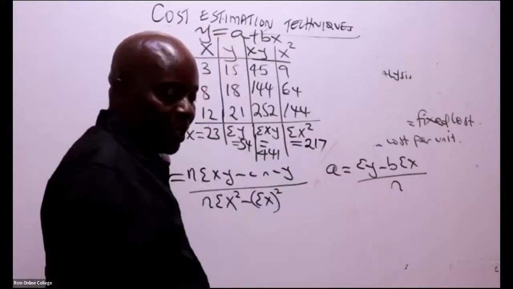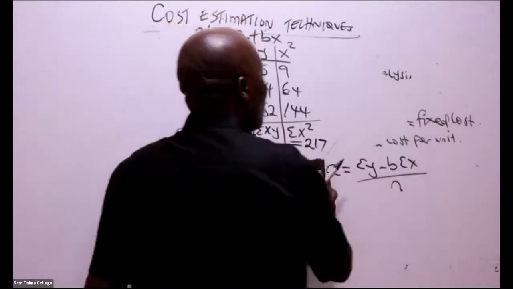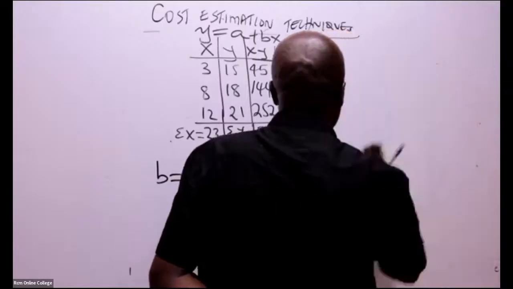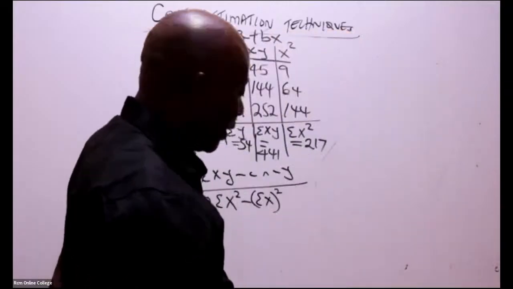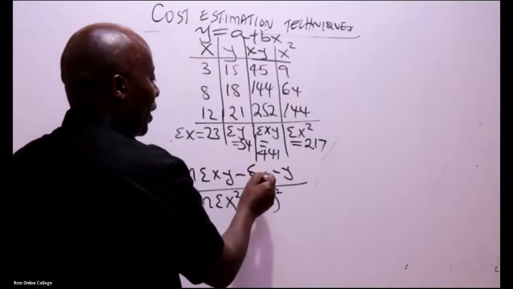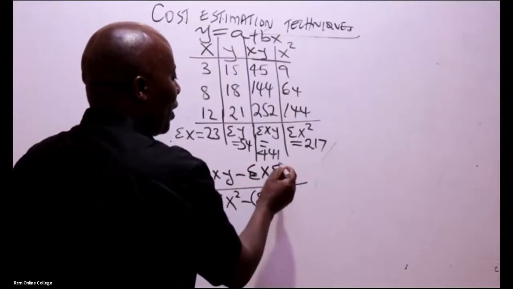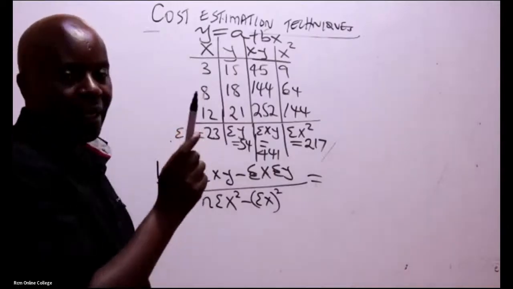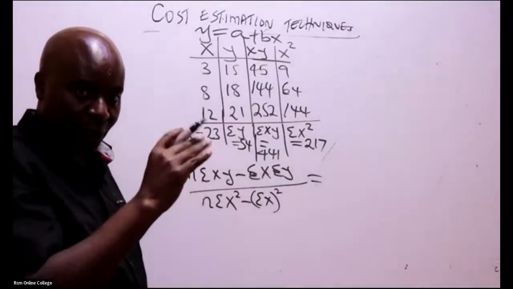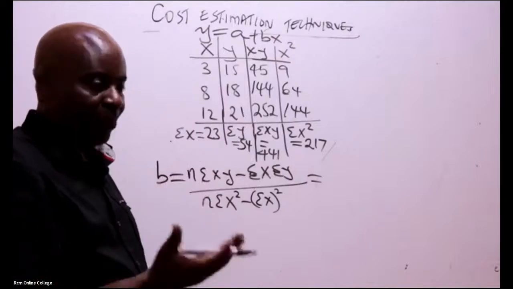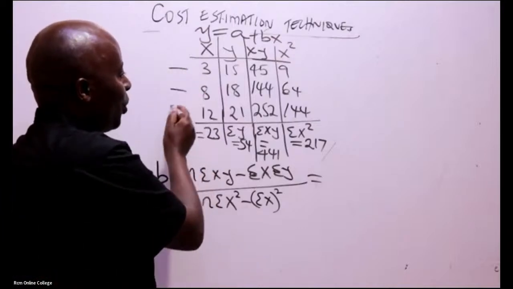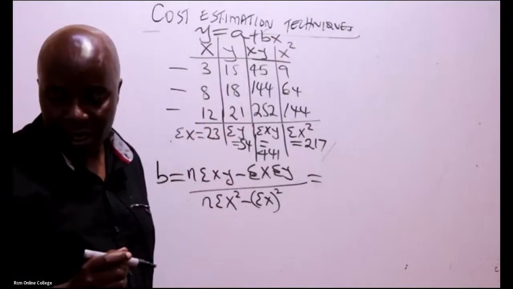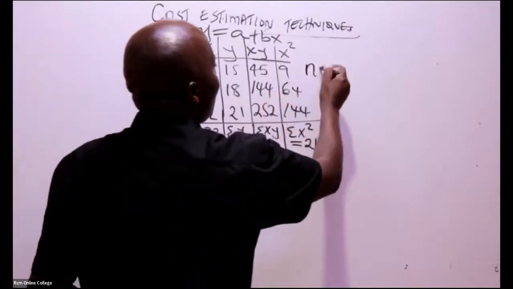So the very first thing, ladies and gentlemen, that we shall be able to do is to get the value of b. Let's get the value of b first. Who is able to give me the value of n? N represents the data points, xy. So these are 3 points. N is 3. So in this question, n is 3.